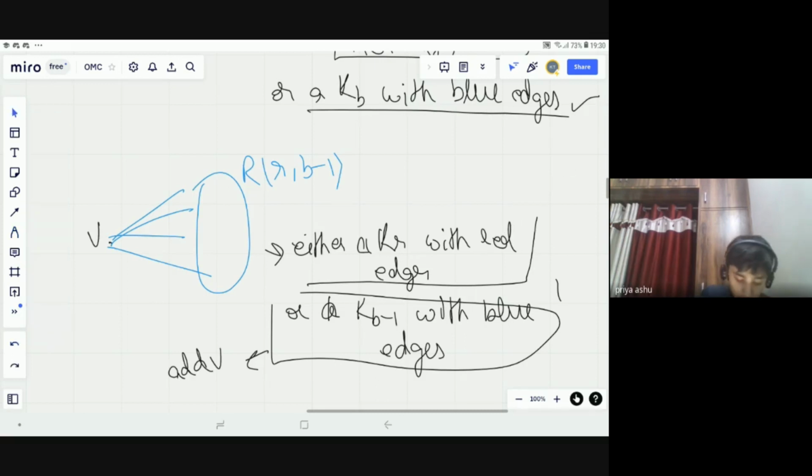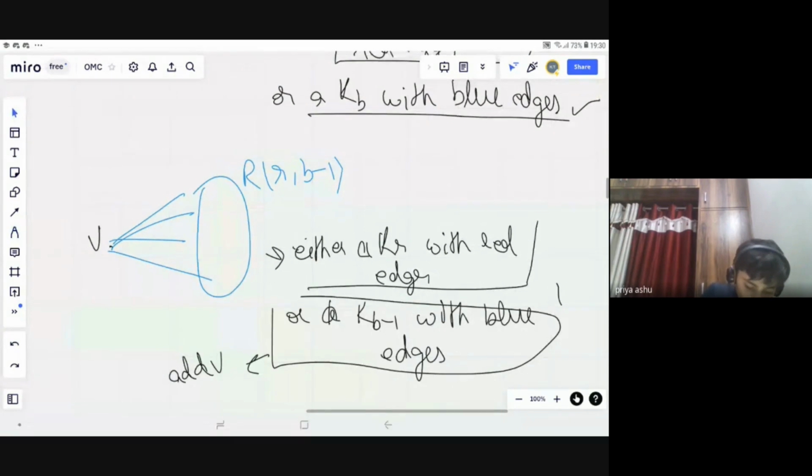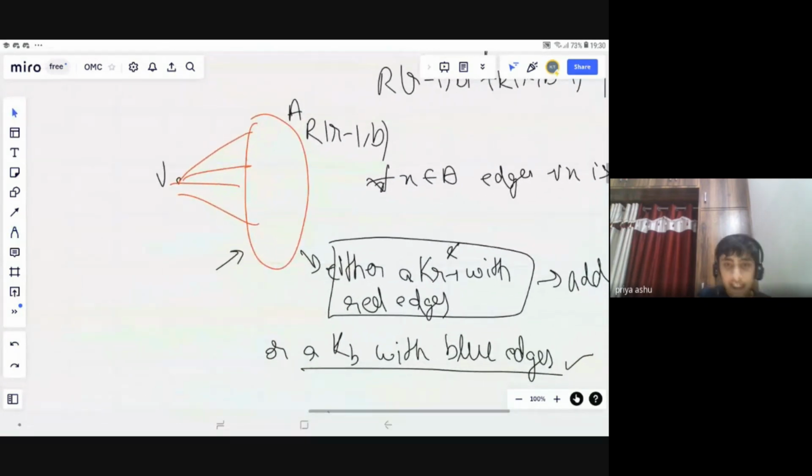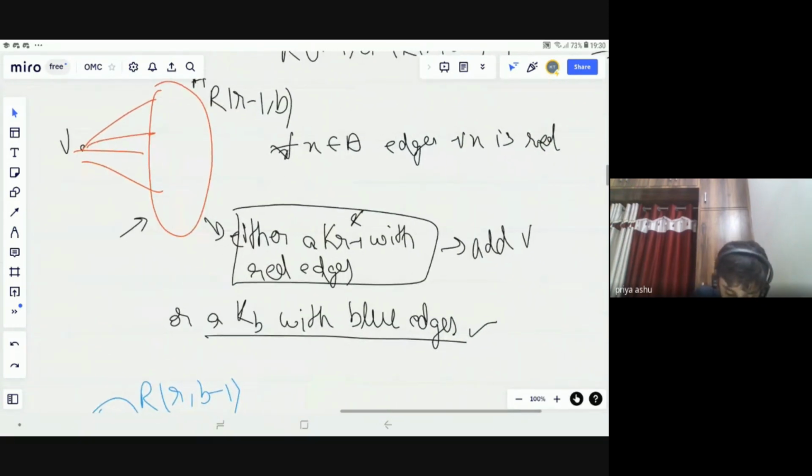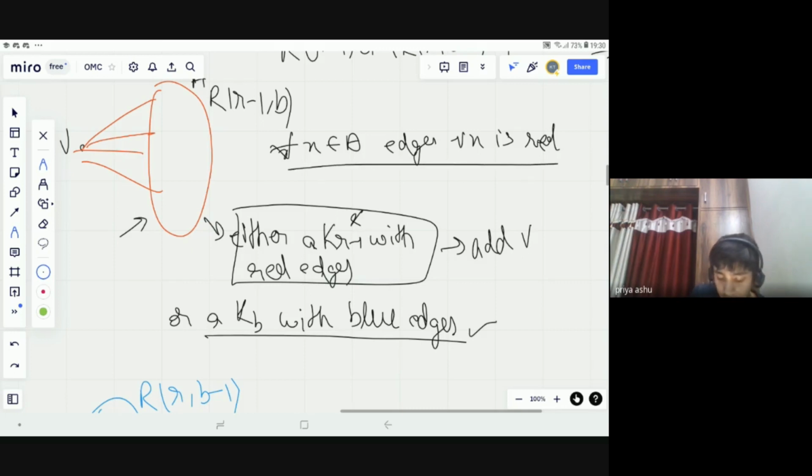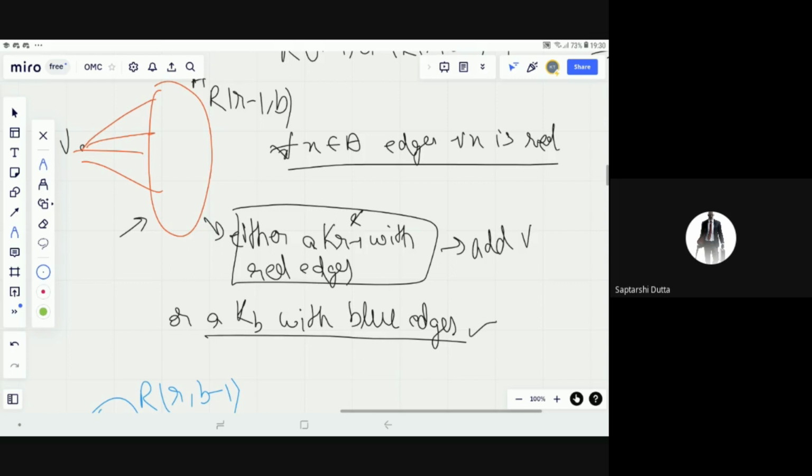Okay, so if we have the first case, that is V has at least R(R-1, B) red edges, then all these edges are red. This is called the set A, where V has these R(R-1, B) red edges. And so for all x in A, edge Vx is red. Is this clear?